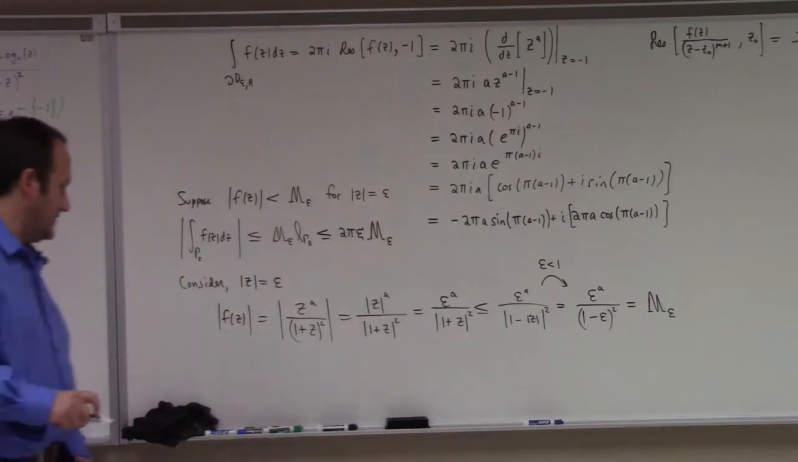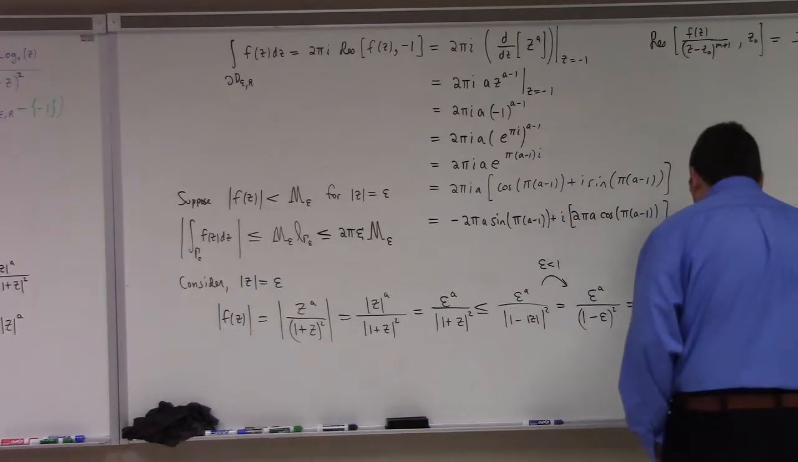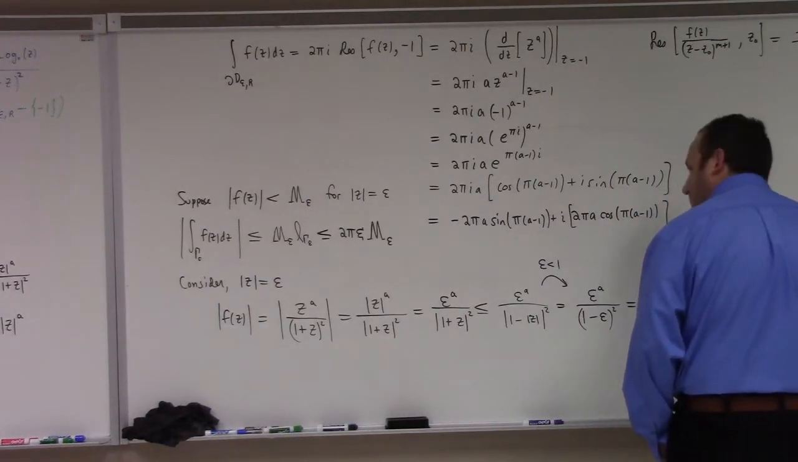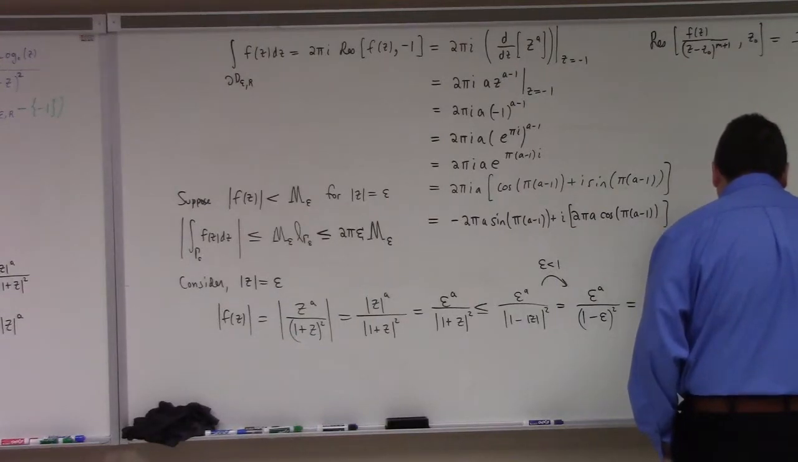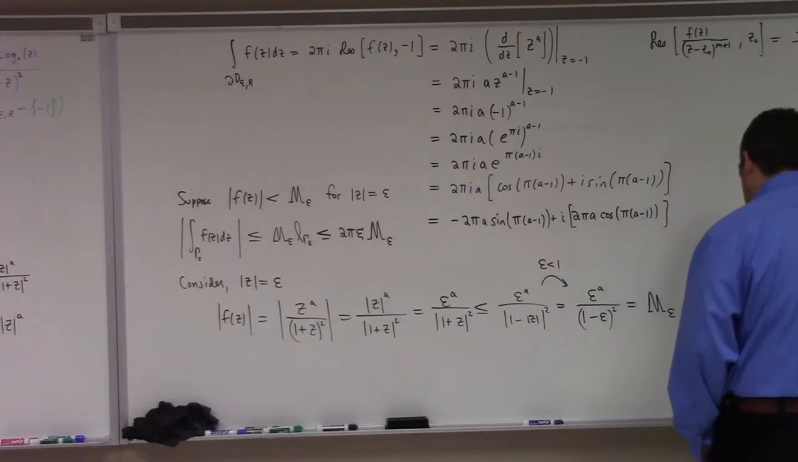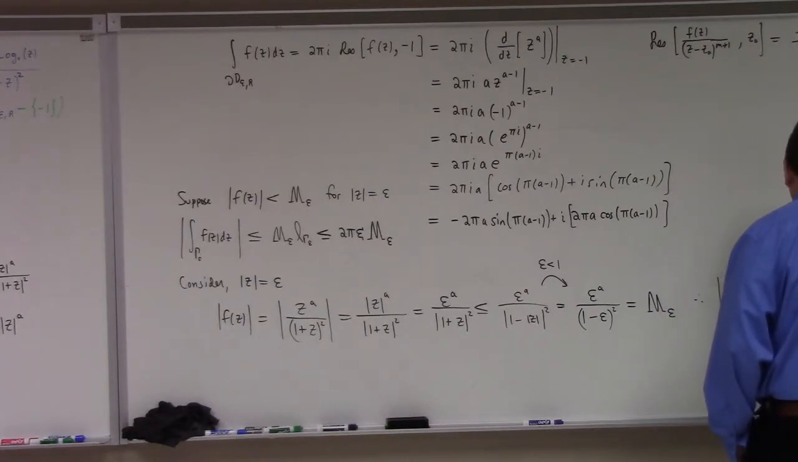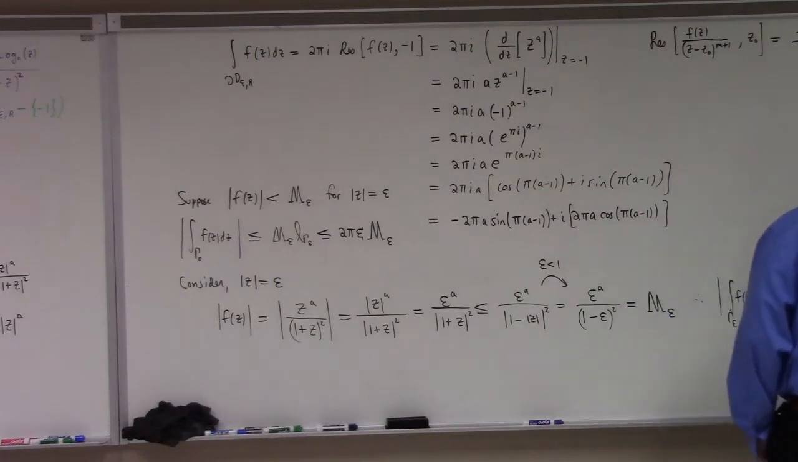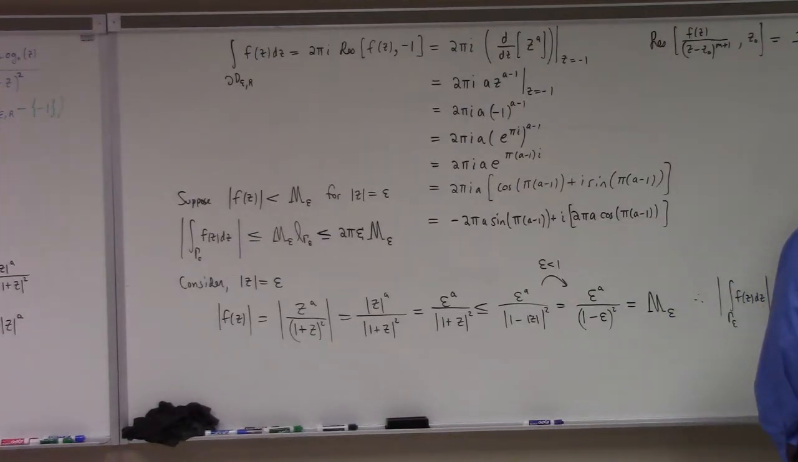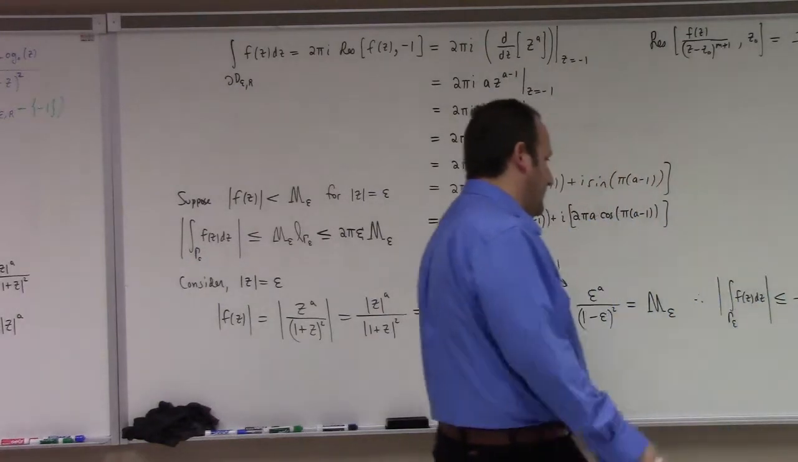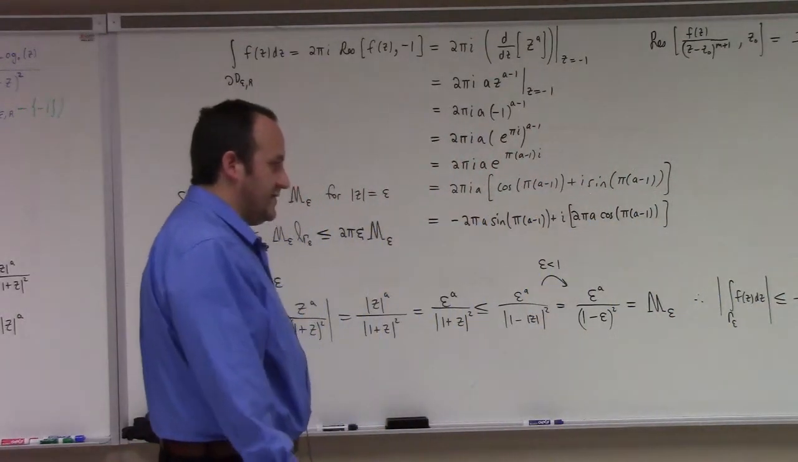And then, putting this together, what we have is that the modulus of the integral over the gamma epsilon curve of f of z dz is less than or equal to epsilon to the a power times 2 pi epsilon over 1 minus epsilon squared, right? And let's rewrite that as 2 pi epsilon to the a plus 1 over 1 minus epsilon squared. And the question is, what happens as epsilon goes to 0 for that?